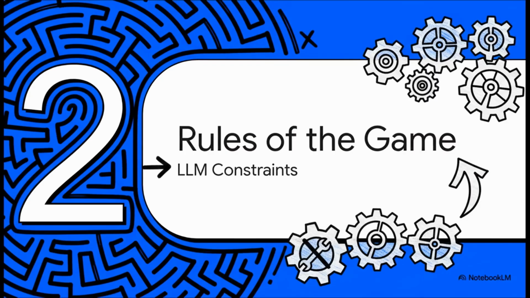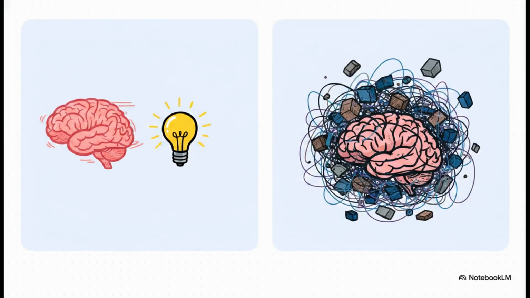Moving right along to section 2, rules of the game, LLM constraints. Because before we actually build anything, we absolutely have to establish the physical limitations of these models. If you don't understand these boundaries, you're literally just going to be fighting the AI instead of guiding it.